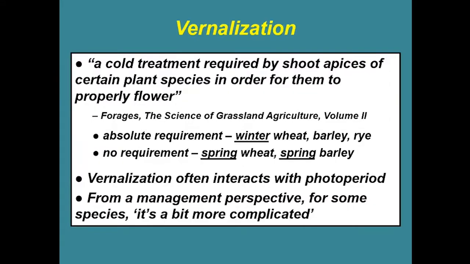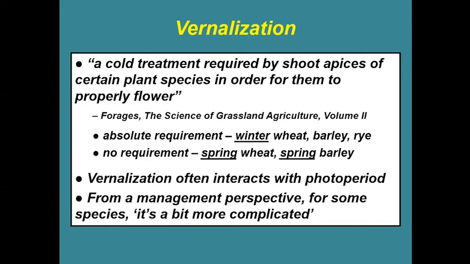The first thing that I think we need to talk about a little bit is vernalization and how that applies to managing cereal grain forages, and that would include the north central part of the United States. That's a cold treatment required by certain plant species in order for them to properly flower. There can be an absolute requirement for this, such as winter wheat, barley, or rye, or no requirement, which would be true for a true spring wheat or spring barley.